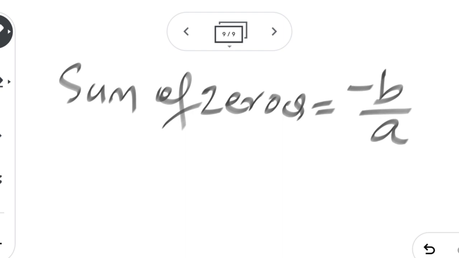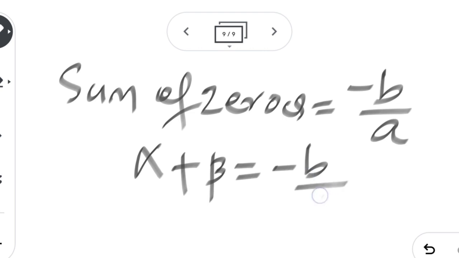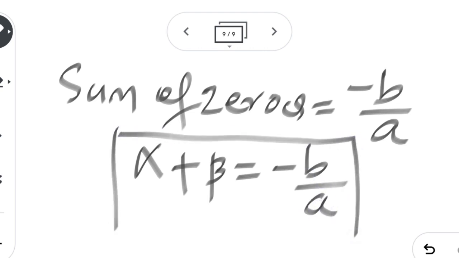We let the zeros be alpha and beta. So the sum of zeros is alpha plus beta. Alpha plus beta equal to minus b by a. This is the first relation. Alpha and beta are the zeros, alpha plus beta, the sum of zeros, equal to minus b by a.